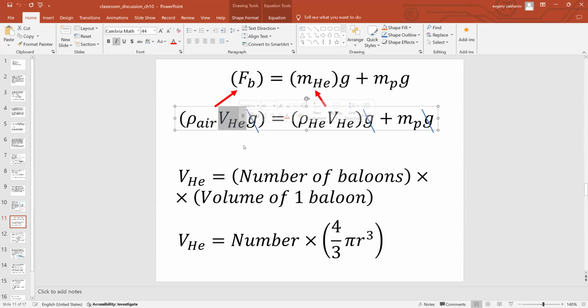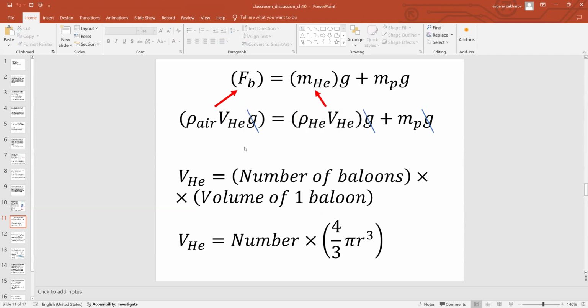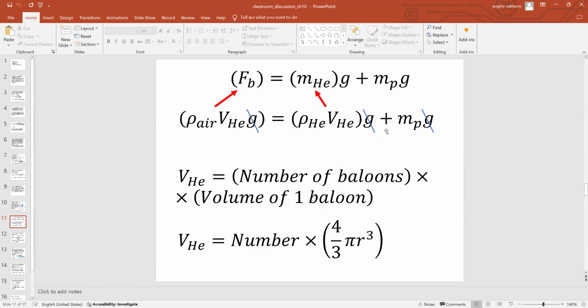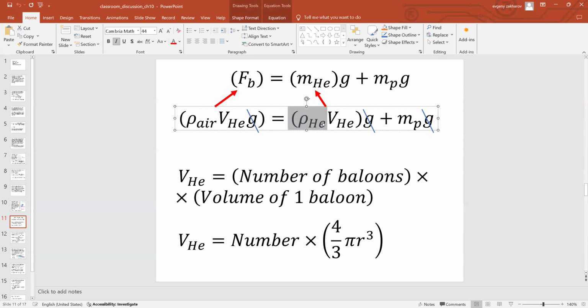Now it's the submerged part of the balloons, not the total, but see how they're completely submerged into the air. So you just say the volume of the helium that you need for the balloons times the g. On the other hand, you have the gravity for the helium, and gravity is mass times the free fall acceleration, and mass is density times the volume. And you can see how this time it's the density of the helium, because we're talking about the mass of the helium.